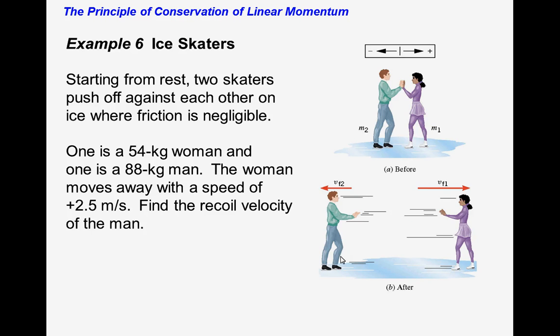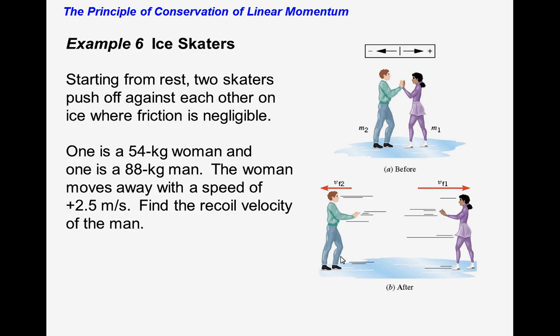Alright, so two ice skaters starting from rest push off against each other on the ice where friction is negligible. One is a 54 kilogram woman, the other is an 88 kilogram man. The woman moves away with a final speed of 2.5 meters per second. Find the recoil velocity of the man. So here's a case. We're going to say that momentum is conserved. Momentum is the product of mass times velocity.